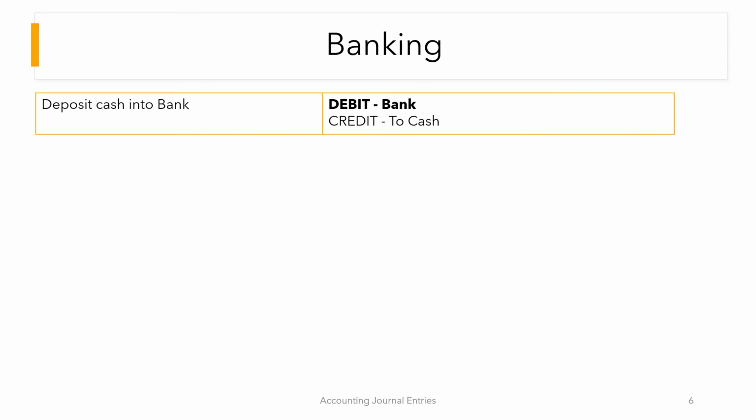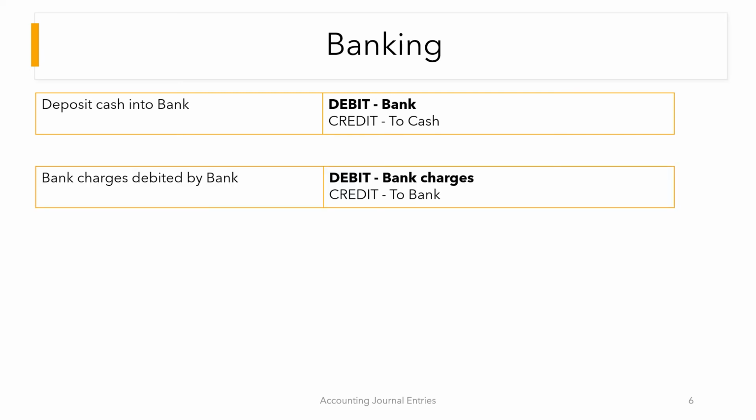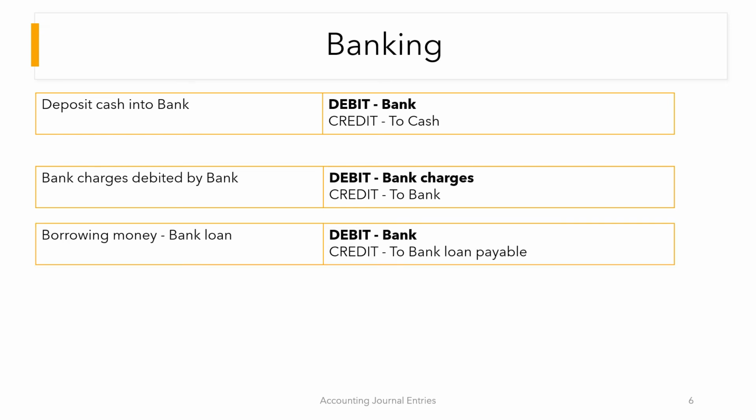Deposit cash into bank, the entry would be debit bank and credit to cash. When bank charges are debited by bank, debit bank charges and credit to bank. Borrowing money in the form of a bank loan, the entry would be debit bank and credit to bank loan payable.